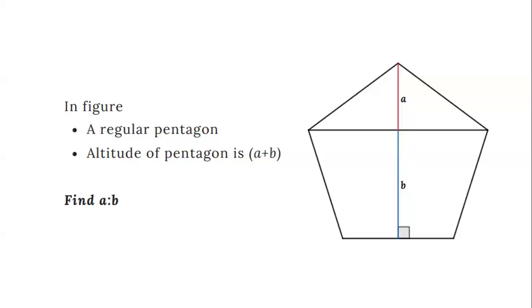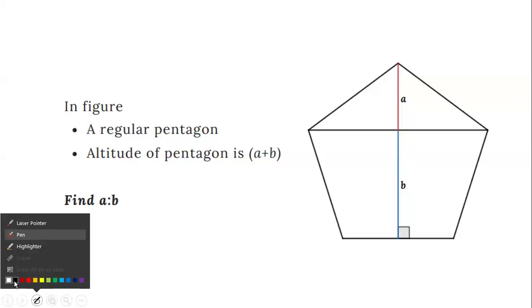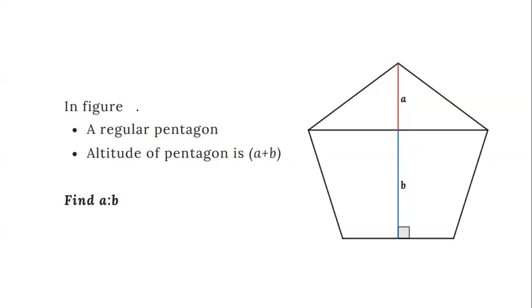So hello guys, in this video we are going to solve this problem. In this problem it is given that we have one figure, which is this. In this, a regular pentagon is given to us, and the altitude of the pentagon is a plus b, which is this.